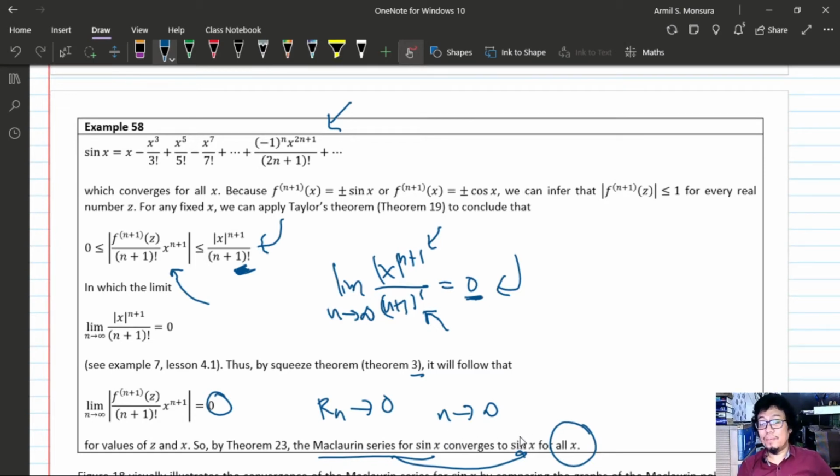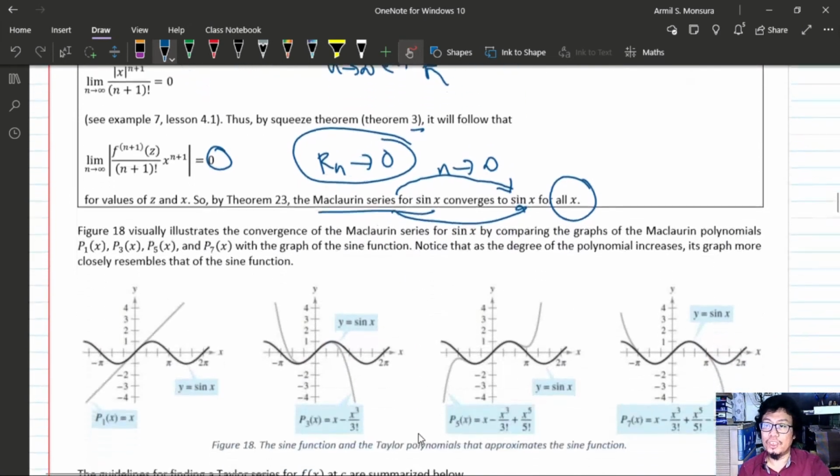And this is the missing link now. We are now able to say that the Maclaurin series, number one, converges for all x, and number two, since it converges, it would actually converge to the function from which it was derived, which is sine x. And that is because we have been able to prove that your remainder approaches 0.